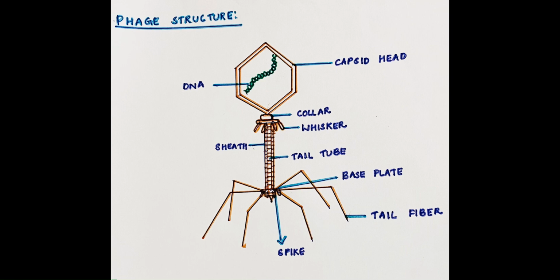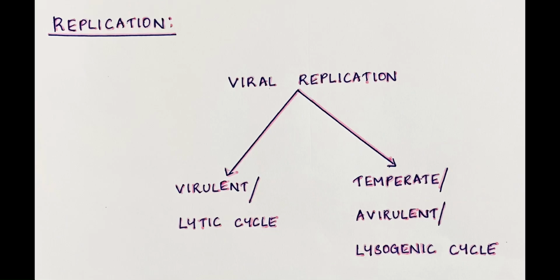Base plate is the hexagonal plate with tail fibers, usually 6 in number, and used for attachment to the host cell wall during infection. Tail fibers can recognize specific receptor sites in the host cell wall.